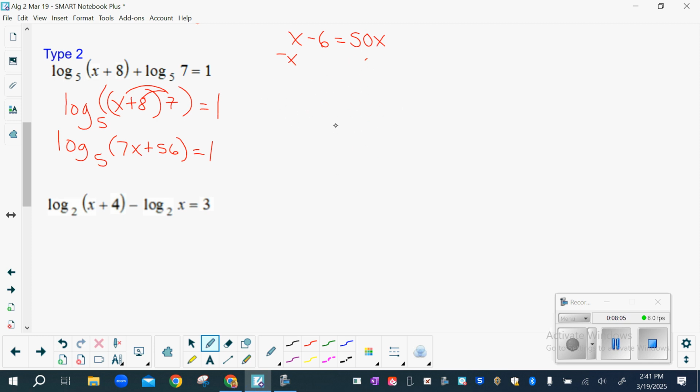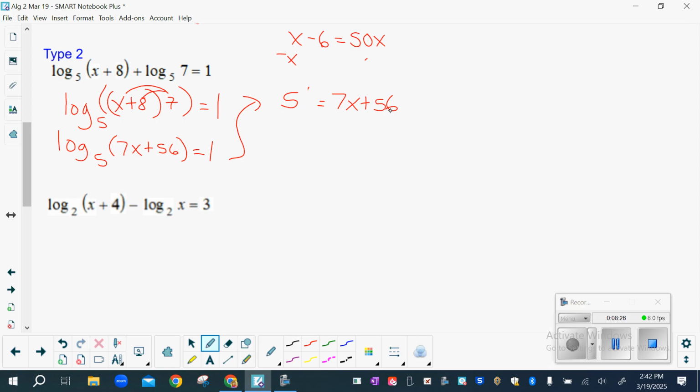So we have a base of 5, an exponent of 1 equals 7x plus 56. That's why we did that warm-up. Because you're going to be using that on a number of these problems today. You get 5 to the first power. So 5 to the first power is just 5.